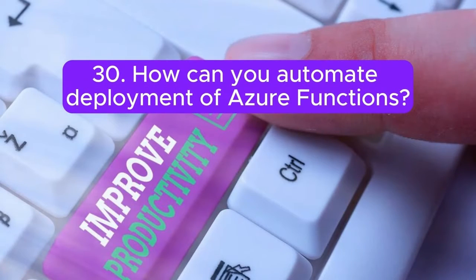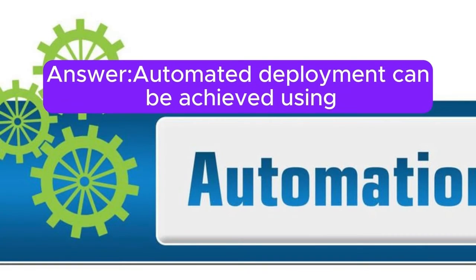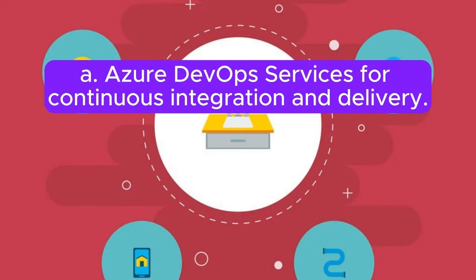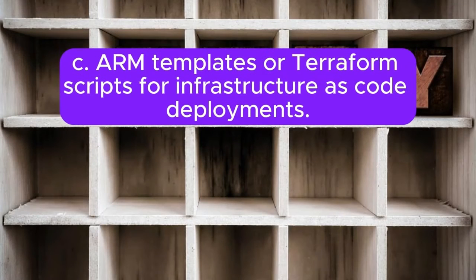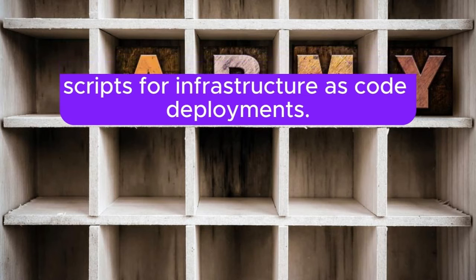30. How can you automate deployment of Azure Functions? Answer. Automated deployment can be achieved using A. Azure DevOps services for continuous integration and delivery. B. GitHub Actions for deploying functions directly from a GitHub repository. C. ARM templates or Terraform scripts for infrastructure as code deployments.